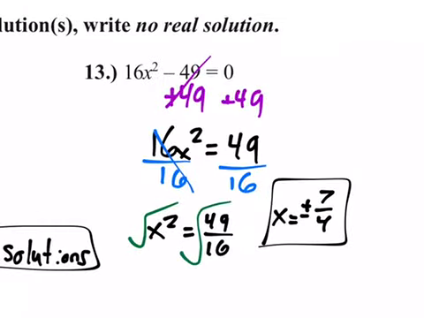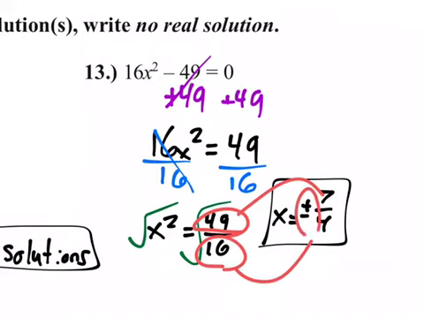And then this one here, add 49 divided by 16. Square rooting a fraction freaks people out, but it's very simple. Square root the numerator. Square root of 49 is 7. Square root the denominator. Square root of 16 is 4. Don't forget your plus minus, and you're good to go.